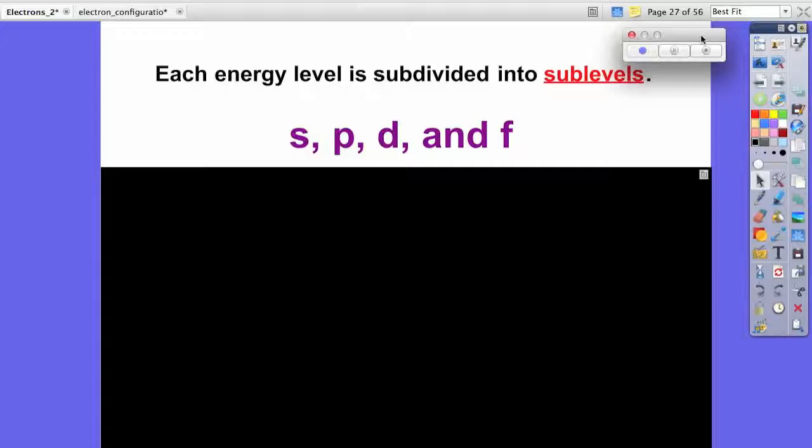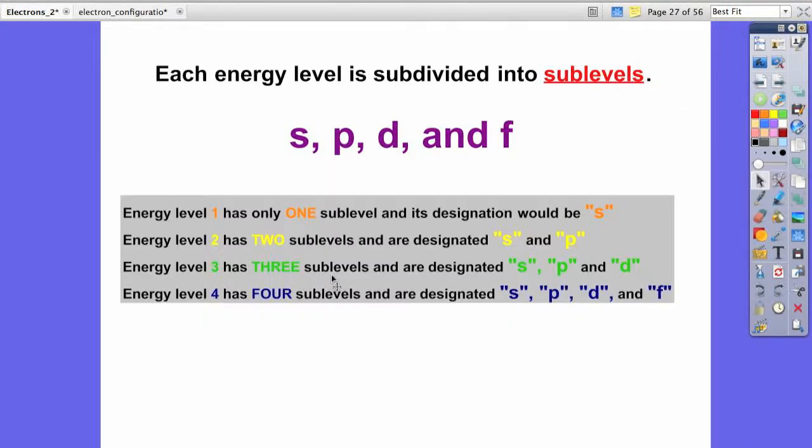The last part for today. Let's put it all together. Okay, so each energy level is going to be subdivided into sub-levels, and we have 4 sub-levels, as we have been seeing: S, P, D, and F.